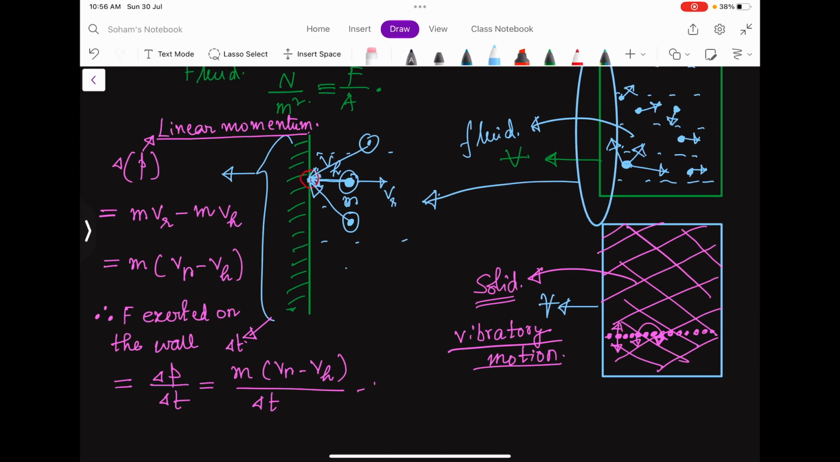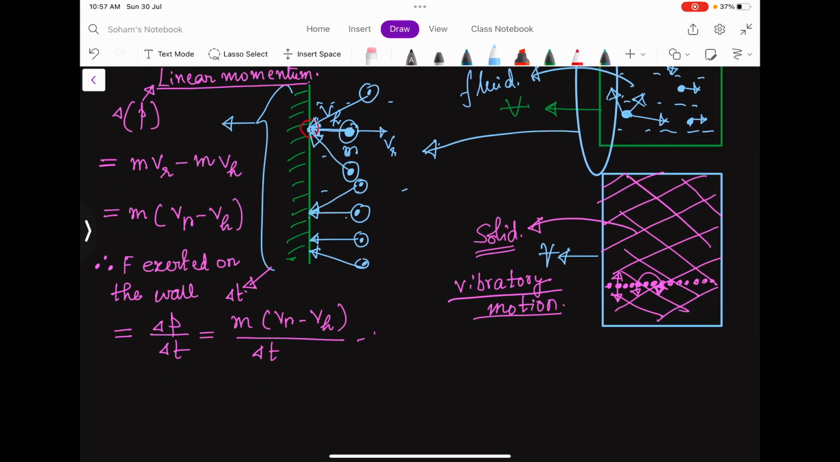So in this whole wall, there are various molecules making collisions like this, maybe like this, and they are rebounding. Because of all those collisions, a force is exerted on the wall, and that force is only the origin of pressure.